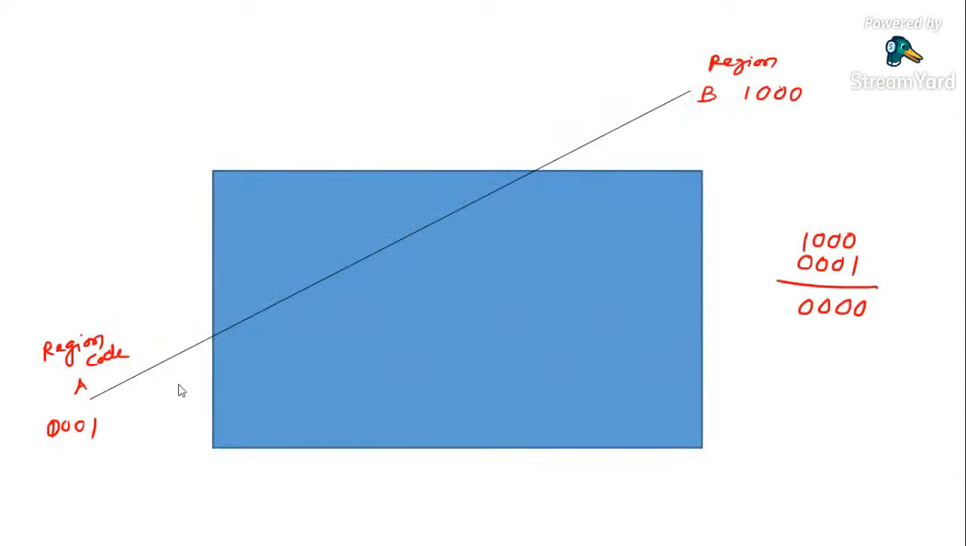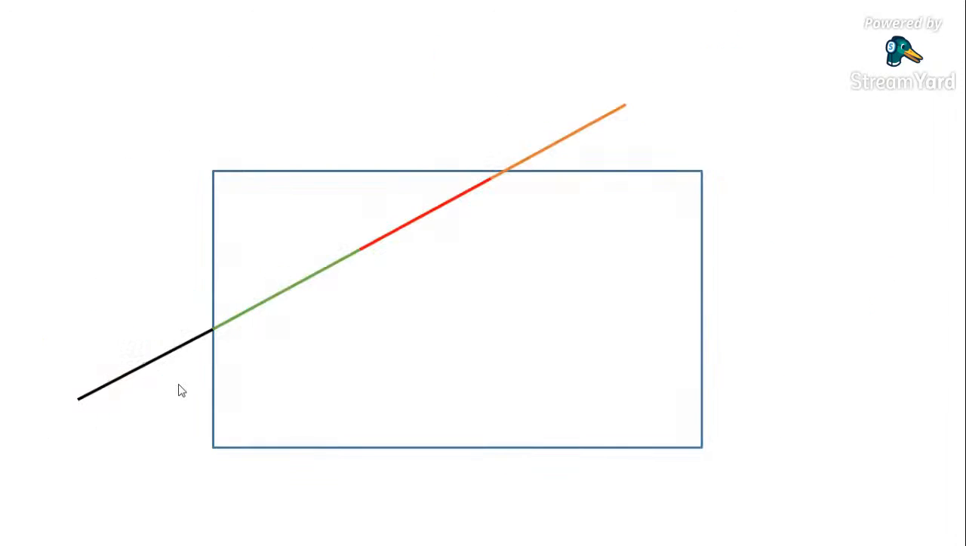Are you getting what it is? Suppose this is a line. Okay, initially it is divided into two parts. Then the region codes' AND is non-zero. Again it is divided into four parts. So this is, suppose, completely outside, so you will discard it. This can be accepted. This is somewhere clipped, so you have to divide it again.